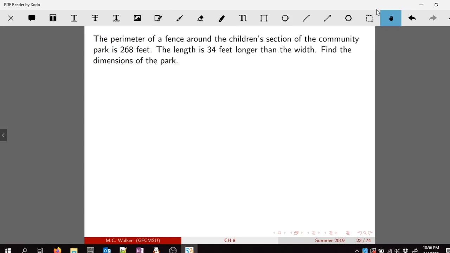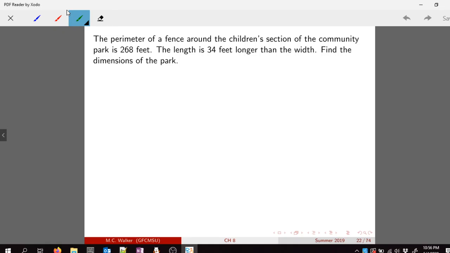Let's do a word problem here. The perimeter of a fence around the children's section of the community park is 268 feet. The length is 34 feet longer than the width. Find the dimensions of the park. Okay, let's start with perimeter. Perimeter is twice the length plus twice the width, and we know that the perimeter is 268 feet. And then the length is 34 feet longer than the width. Length is the width plus 34.